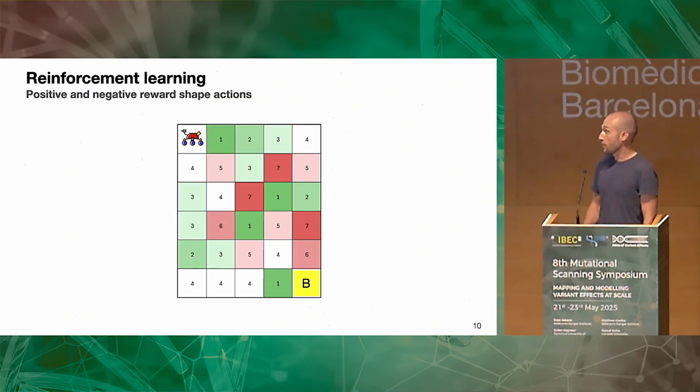So for this reason, we are recently introducing reinforcement learning in our pipelines. And we can picture reinforcement learning as a process where an agent, in this case a rover, interacts with the environment. In this case, we want to go from point A to point B, and each action that the rover takes will have an effect. And the objective of the rover is to maximize the reward.